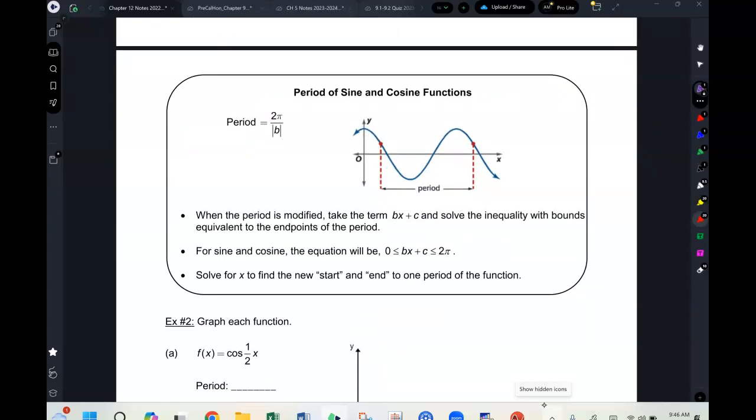The period of a function is a formula which you absolutely must memorize. You notice throughout this chapter, there are lots of times where I say, don't let me catch you memorizing this, right?